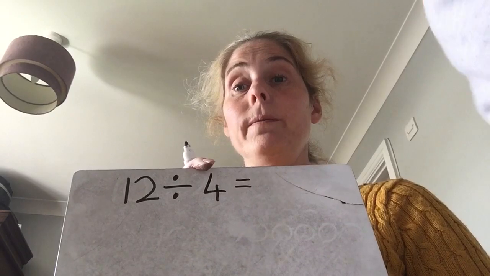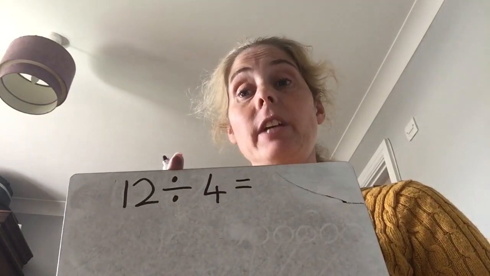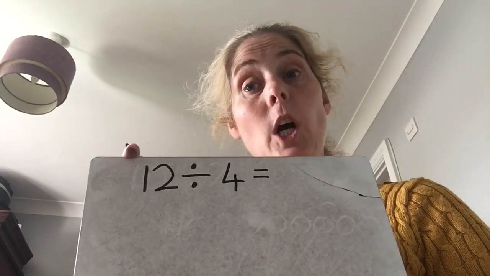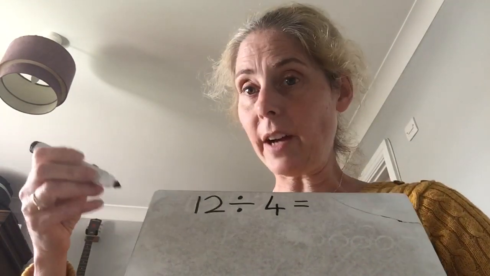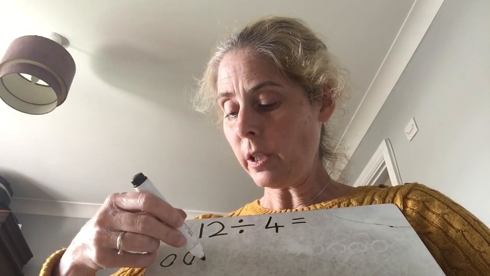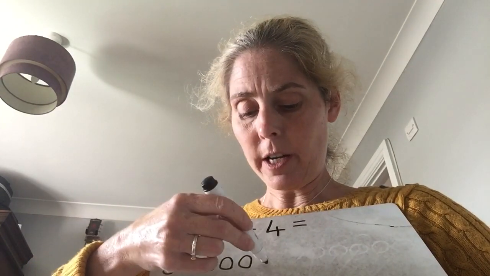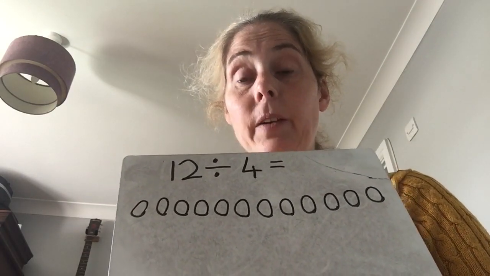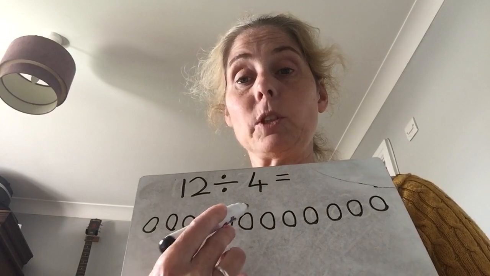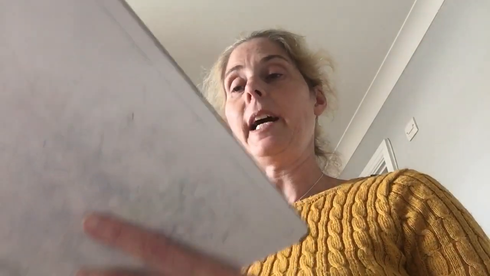Okay, let's look at one more together. So this time we are going to have 12 divided by 4, or shared between 4. Okay, because remember, division is the same as sharing. Okay, so how many have we got? We've got 12, so we need to draw our 12 out. 1, 2, 3, 4, 5, 6, 7, 8, 9, 10, 11, 12. There's our 12. Okay, and then how many are we sharing between? 4.